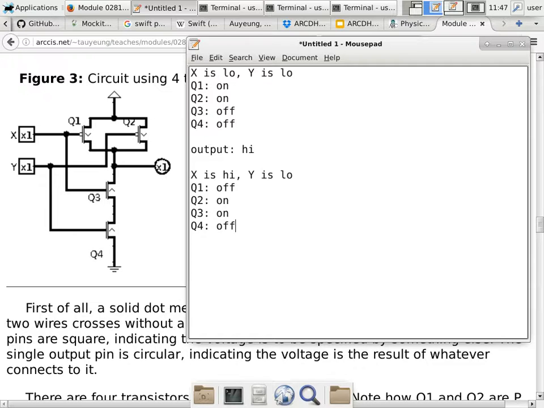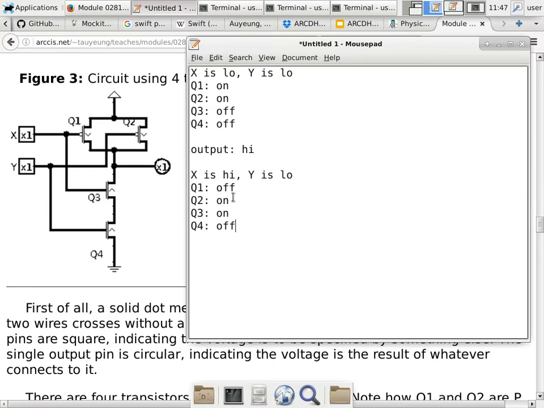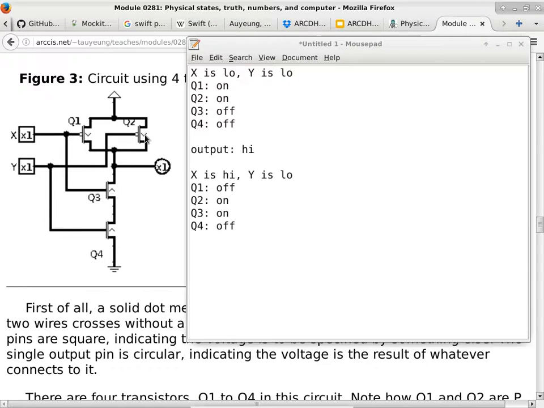Now remember, a transistor is a valve. It is either allowing flow when it's on, or it is cutting off flow when it is off. Okay, so let's take a look at this picture here. Q1 is off, which means this point and this point are now disconnected if you just look at this part of the picture. But Q2 is on, which means this is connecting. What about Q3 and Q4? Q3 is on, but Q4 is off.